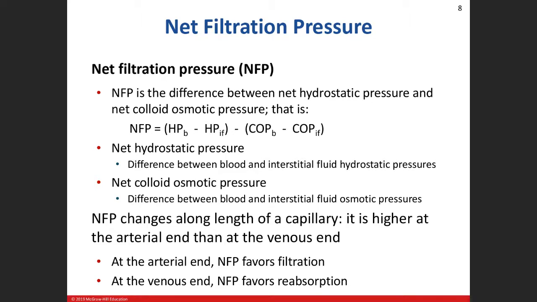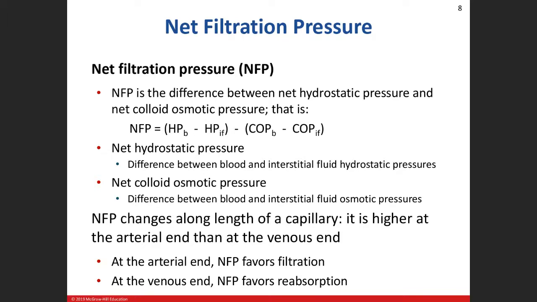All right, so what we do is we take the net hydrostatic pressure. How do we do that? We just take the difference of the hydrostatic pressure from inside the vessel and outside the vessel, and then we subtract the colloid osmotic pressure from that hydrostatic pressure. And there's two values that we use to determine the colloid osmotic pressure.